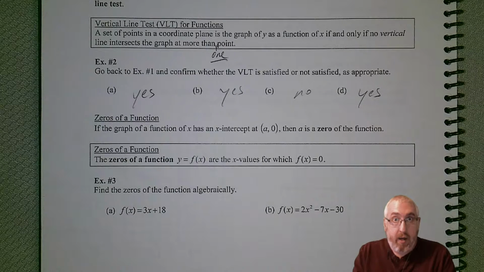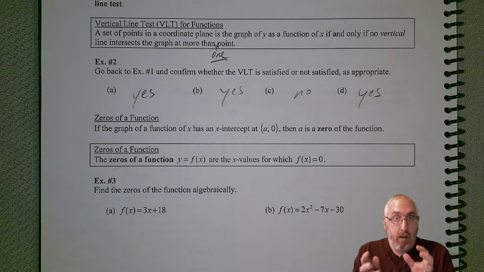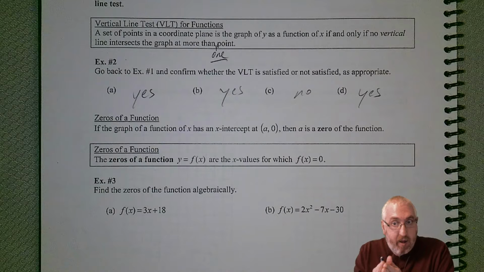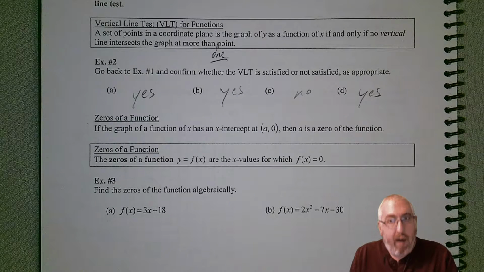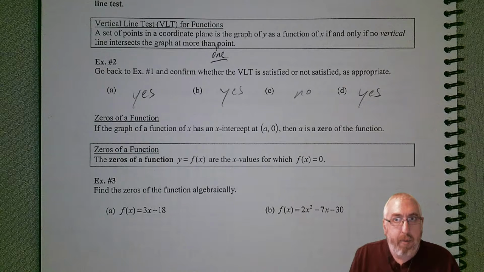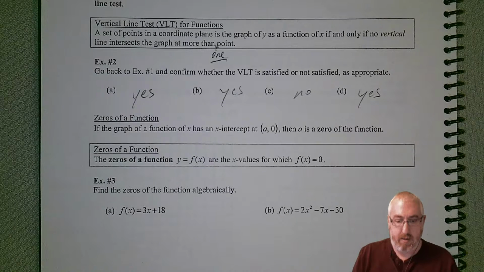Okay, so now we have two ways to verify functions. We can do it algebraically, and so we basically try to get y alone and see if one value of x gives you one value of y. But we can do it graphically. Graphically is a nice backup, and you can quickly see if it passes that vertical line test.